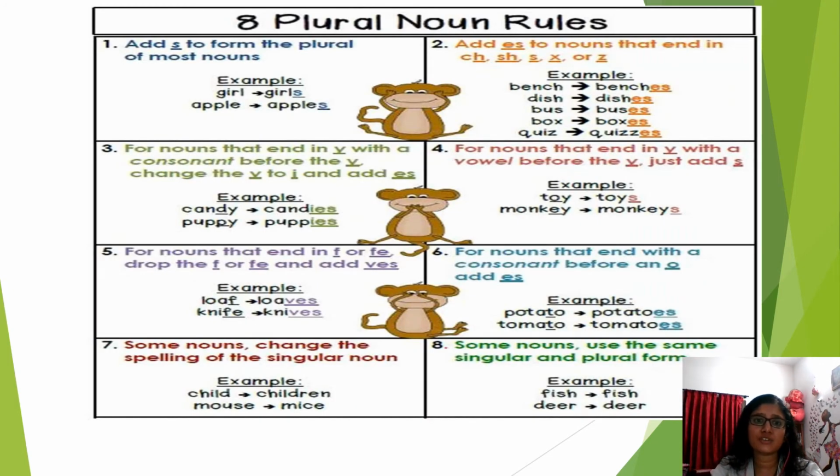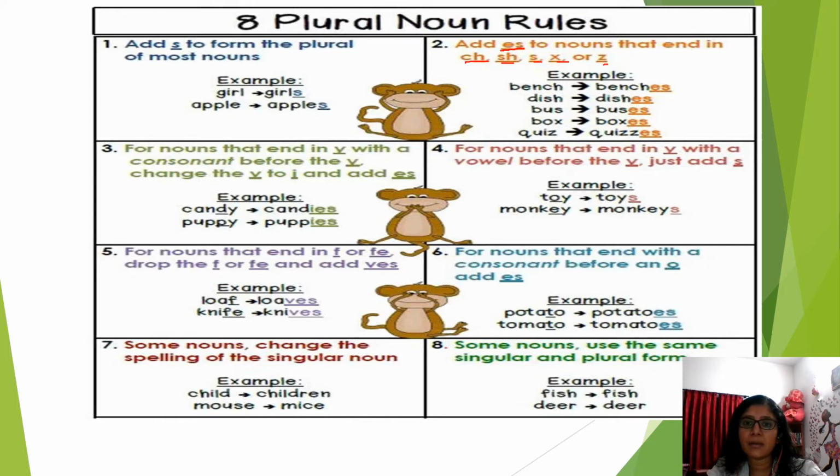So here there are 8 rules. Add s to form the plural of most nouns. So they are just asking us to what? Just add s, which is the normal form that we always do. Girl, girls; apple, apples. Now the second rule tells us to add es to nouns that end in ch, sh, s, x, or z.